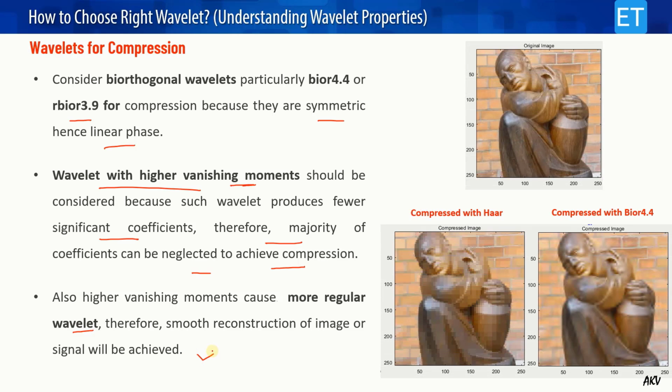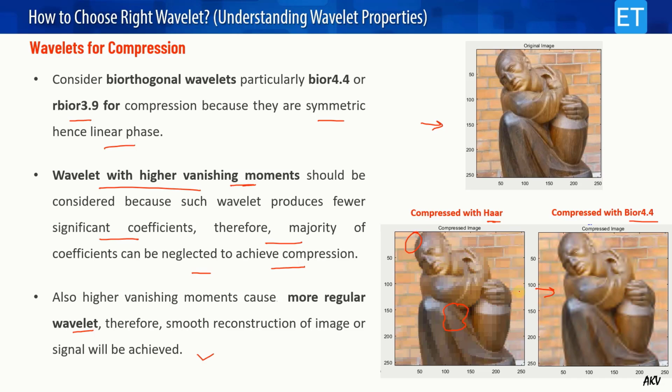So here in this example, you can see the difference. This is my original image, and this is the outcome of compression with a Haar, and this is the outcome of compression with a Bior 4.4. So here in this image, you can see this discrete effect, I mean pixelated effect, because of this Haar. And if you choose the Bior 4.4, you get a smoother reconstruction because of this more regular wavelet.